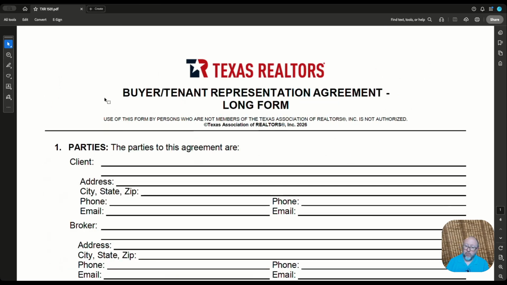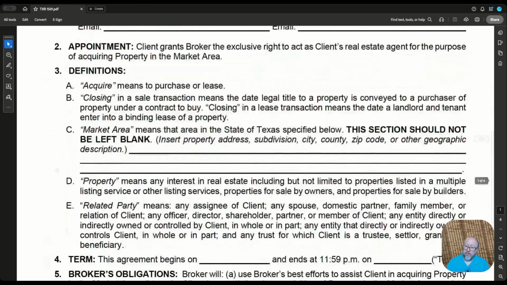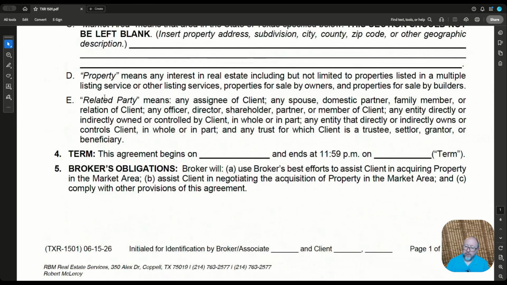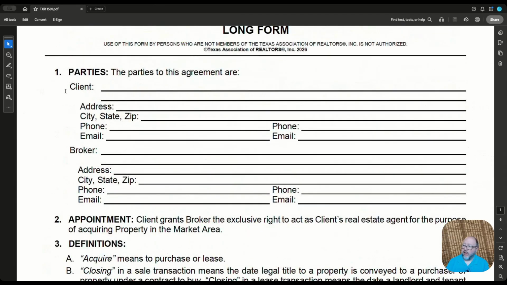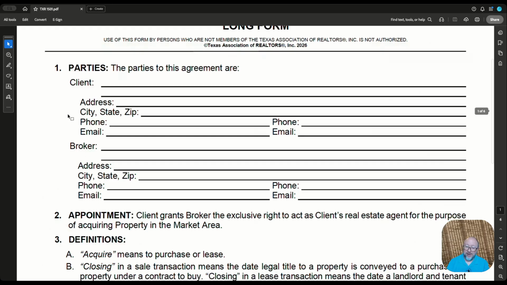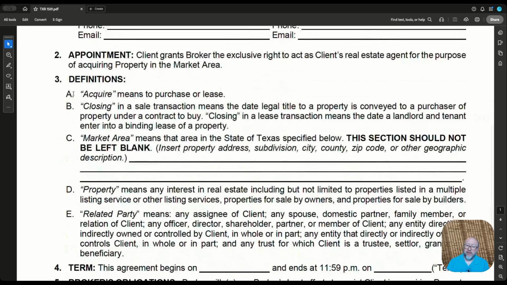This is TXR 1501. And again, this has been updated as well as of June 15th. Oh, I didn't mention this on the short form, but there are spots at the bottom of every page for everyone to initial. All right. So same. A lot of this is the same information. It's just longer. So we have longer space for the client and the broker to give all their contact info, right? Now we're defining some of these things like acquire, closing, market area. Same thing with the short form. You want to define what this market area is.